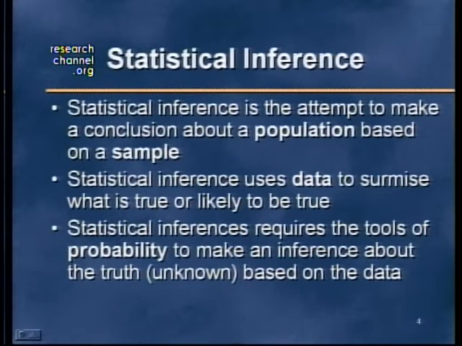So statistical inference, if we defined it in one sentence, we would define it as the attempt to make a conclusion, to make an inference about a population based on a sample. So the inference is the surmising or the conjecturing or the conclusion that we make based on data from a sample. And we're going to use the data that we've observed, the information that we've observed, to try to conjecture what is true or likely to be true about the population. That's our aim, but in order to accomplish it, we need to use the tools of probability.